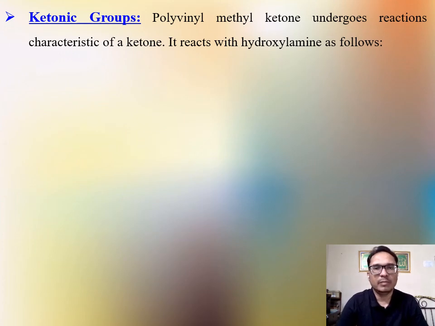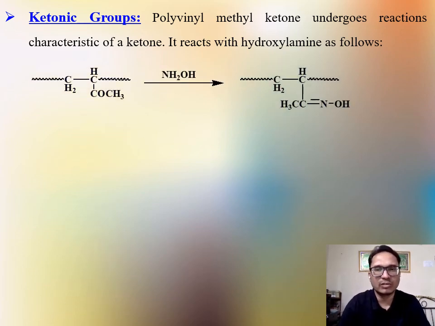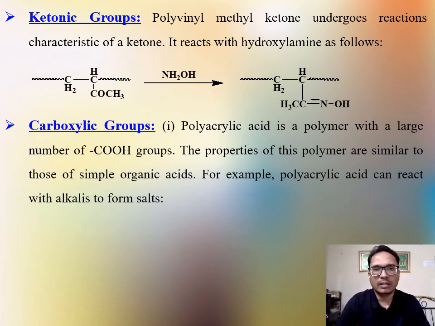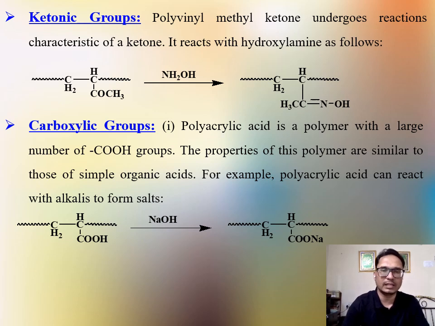Again, the polyvinyl methyl ketone, which contains a ketonic functional group, undergoes reactions which are characteristic of a ketone. It reacts with hydroxylamine to form a corresponding oxime as shown in the reaction. Similarly, polyacrylic acid, which is a polymer with a large number of carboxylic acid groups, has properties similar to those of simple organic acids. For example, polyacrylic acid can react with alkalis to form salts, as in this reaction.